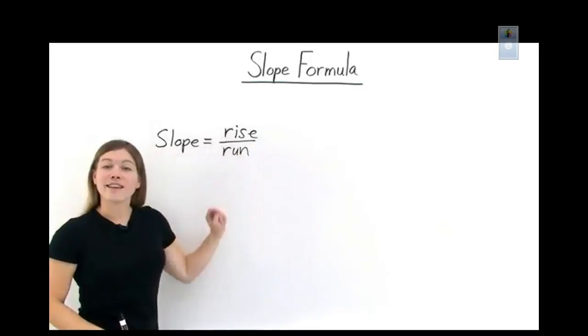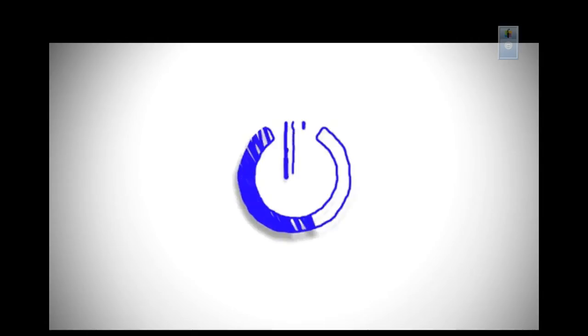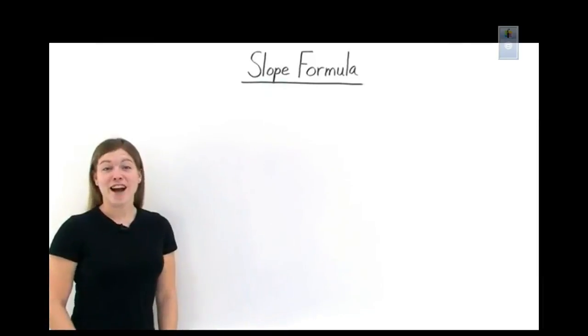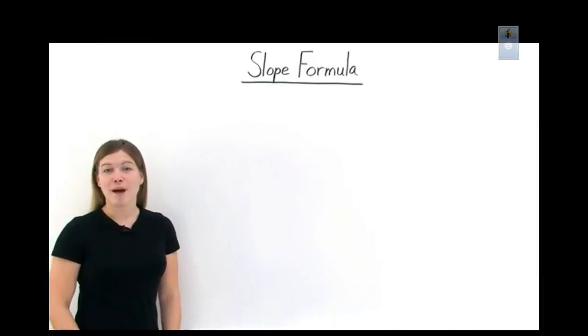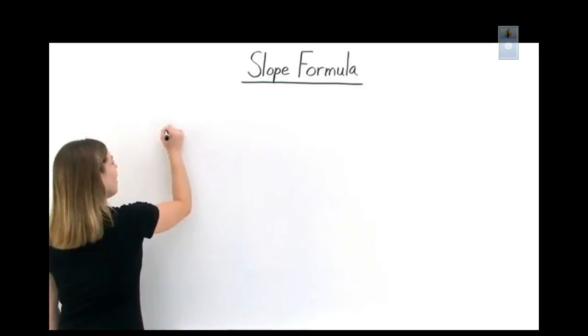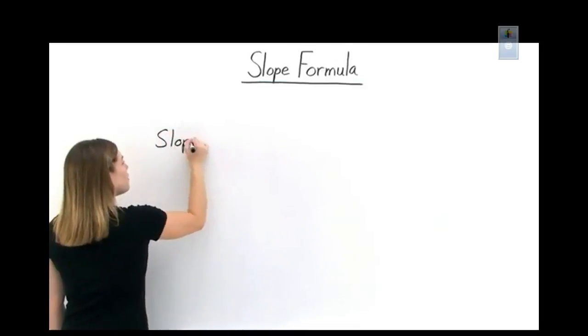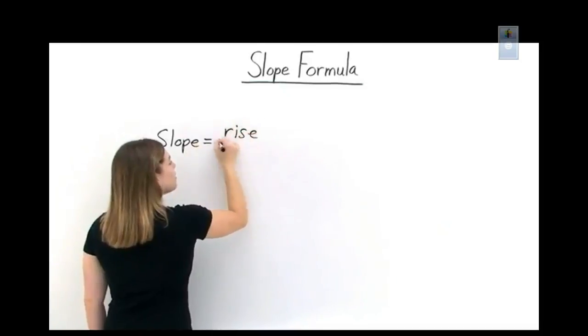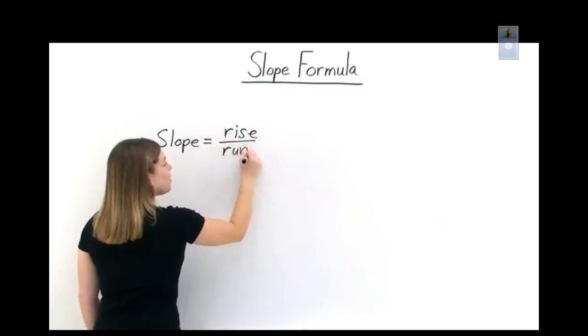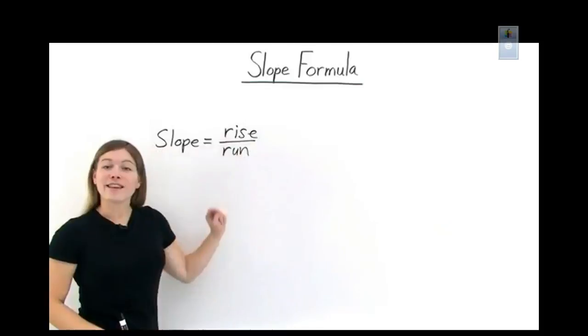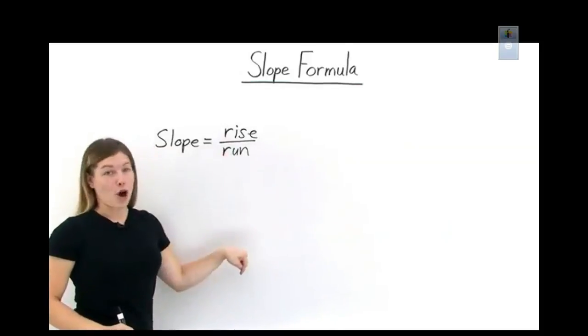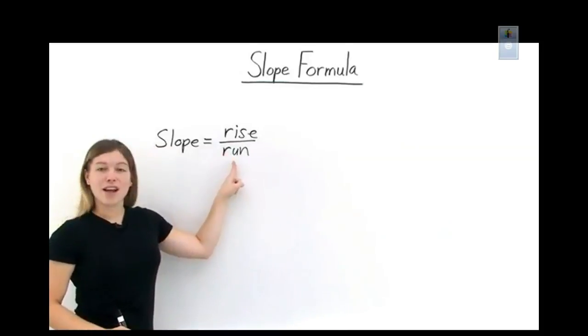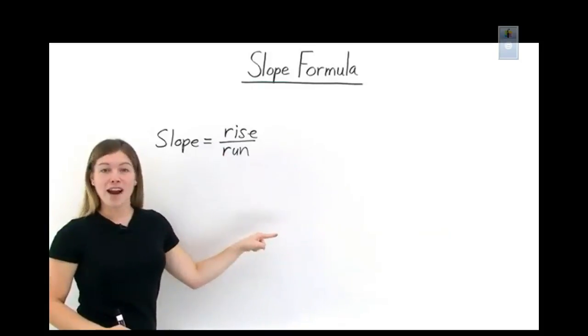Rise is how much. Slope is defined as the change in y divided by the change in x. There are multiple formulas for slope, so let's look at them. First, we'll look at rise over run. Rise is how much we move up or down on a graph. And run is how much we move left or right on a graph.